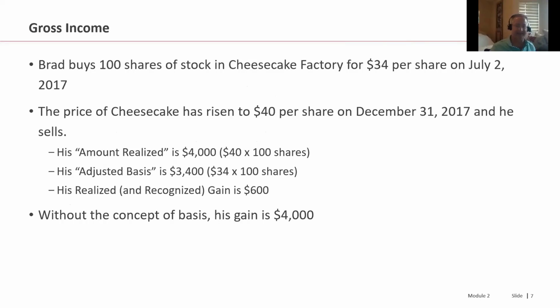Without the concept of tax basis, his gain would be the amount realized. What did he actually receive? Again, it makes perfect sense, but recognize tax is a prescribed form of calculating taxable income. As a result, we need to prescribe this issue known as tax basis, which again seems super intuitive.